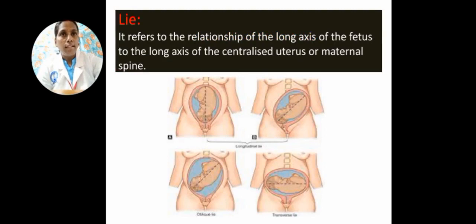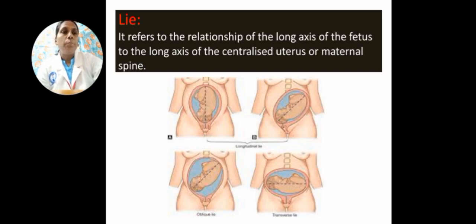First, we see about the lie. This refers to the relationship of the long axis of the fetus to the long axis of the centralized uterus or maternal spine. So lie refers to how the fetal spine lies in relation to the maternal spine or the uterine axis. In picture A, the fetal spine is lying parallel to the maternal spine as well as to the uterine axis. In this case, we say the lie is longitudinal.